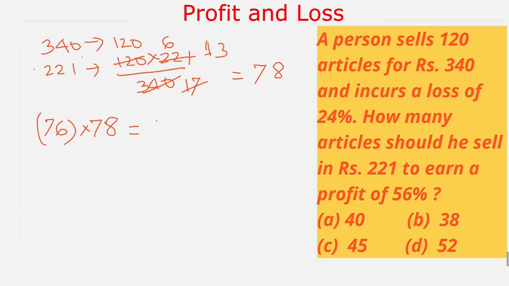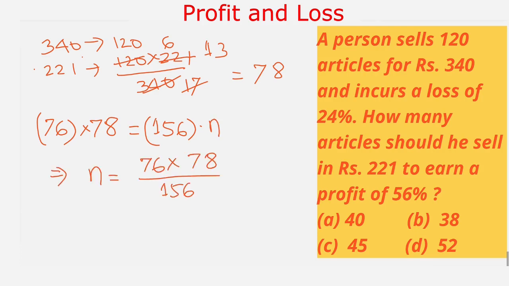100 plus 56 is 156. The amount per article is 156 now, and we have to find the quantity, which we say is N. Then N equals 76 multiplied by 78 divided by 156, and 78 divides 156 two times, and 2 divides 76 thirty-eight times. So our quantity is 38 now. This way we can easily solve this question by making both the selling amounts equal. And from the given options, our answer is option B.